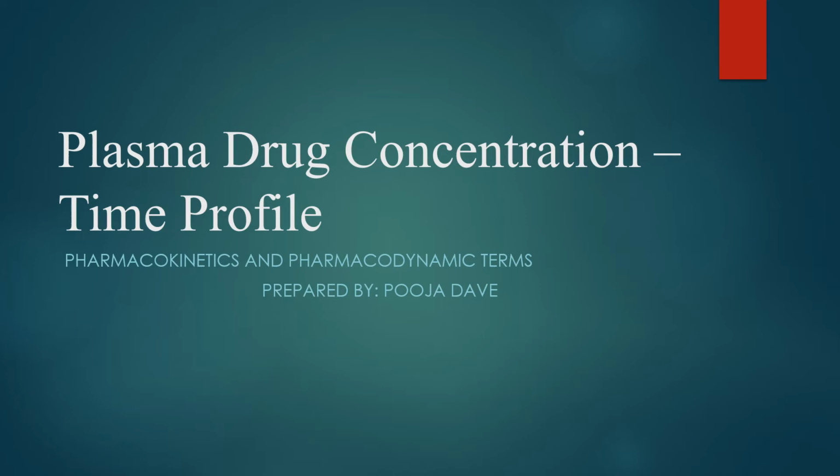Hello friends, today we discuss plasma drug concentration time profile studies, which is the relationship between the concentration of the drug at its site of action and the concentration of drug in plasma. Two categories of parameters can be evaluated by the plasma drug concentration time profile: the first is pharmacokinetic and the second is a pharmacodynamic parameter.